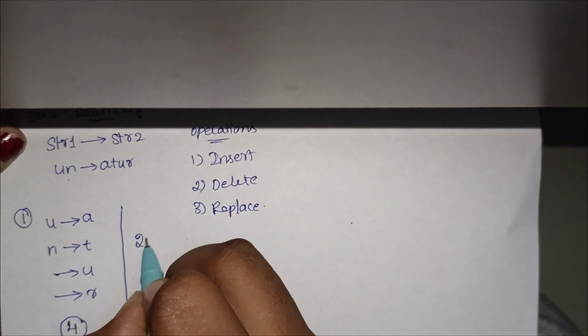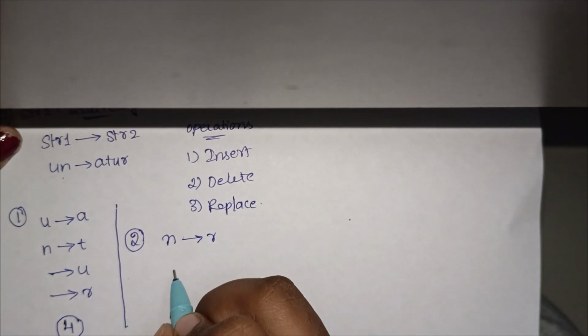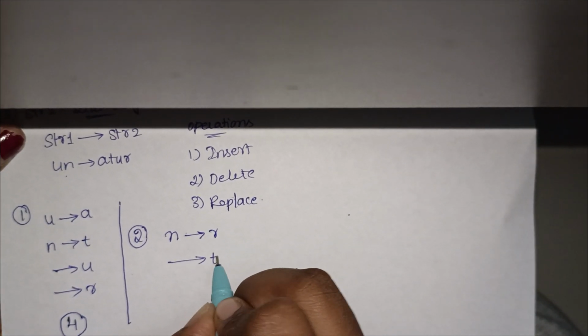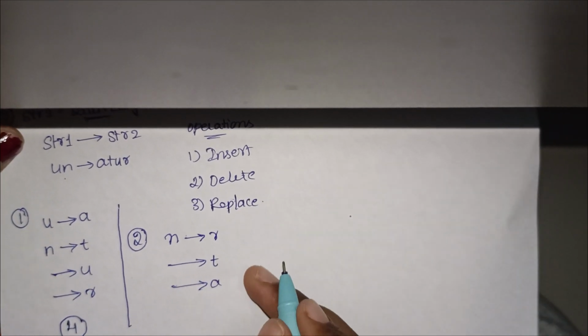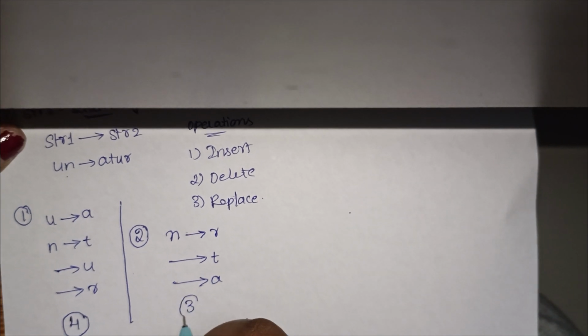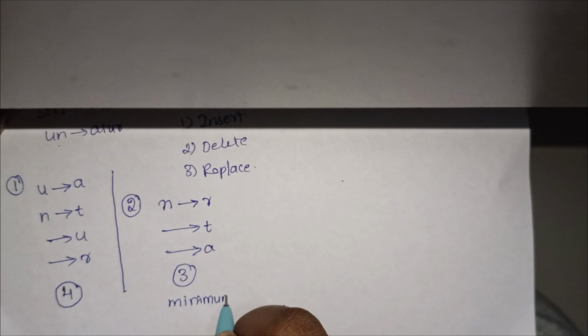Now for the second method you can simply replace N with R and also you can insert T and also insert A. This will be our second method, which will take only 3 operations to be performed, which is minimum as compared to 4, and this will be our optimal solution for this problem.